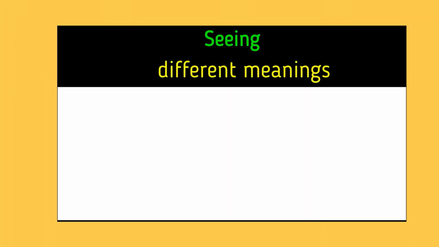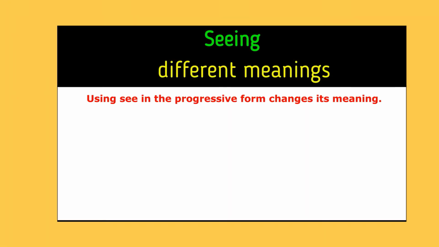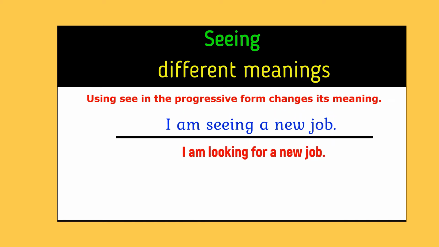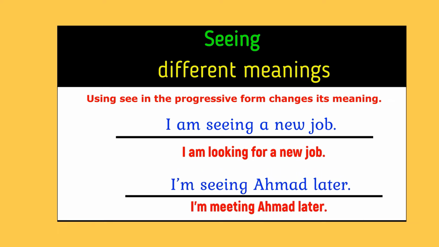Seeing, differing meanings. Using see in the progressive form changes its meaning. For example, I am seeing a new job means I am looking for a new job. I am seeing Ahmed later. I am meeting Ahmed later.